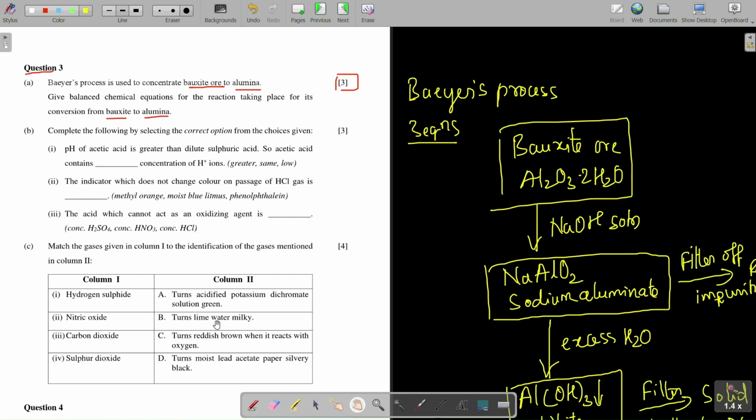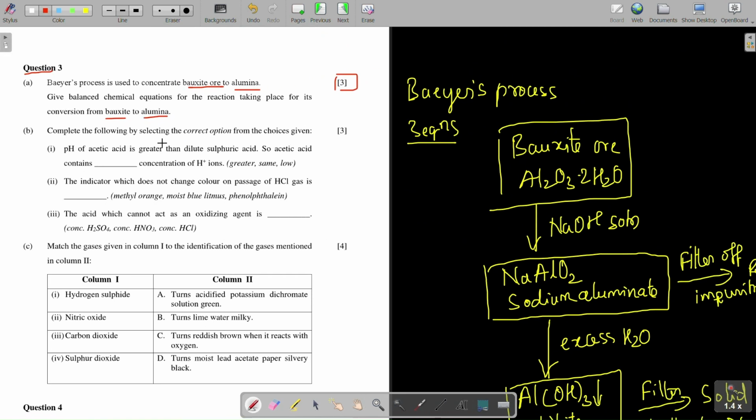Next, question number B. Complete the following by selecting the correct option. So this is a simple question. The pH of acetic acid is greater than dilute sulfuric acid. So acetic acid contains dash concentration of H plus ions. For acids the pH should be smaller to be the stronger acid. But here the pH of acetic acid is greater, which means acetic acid is weaker. So weaker acid means low concentration of H plus ions.